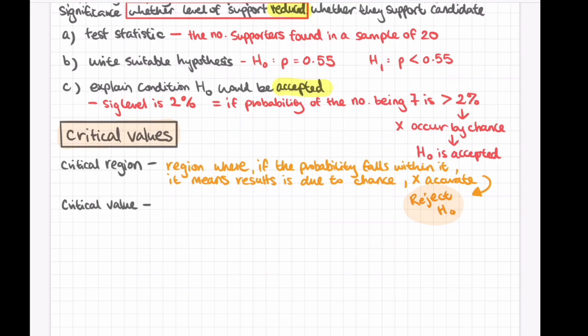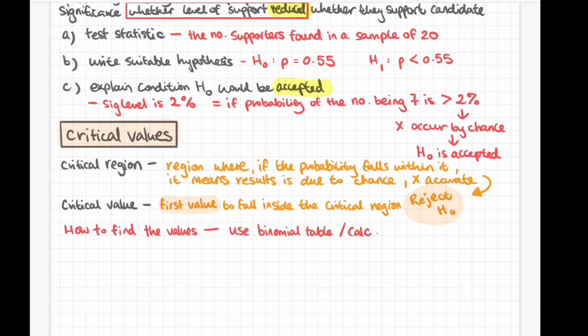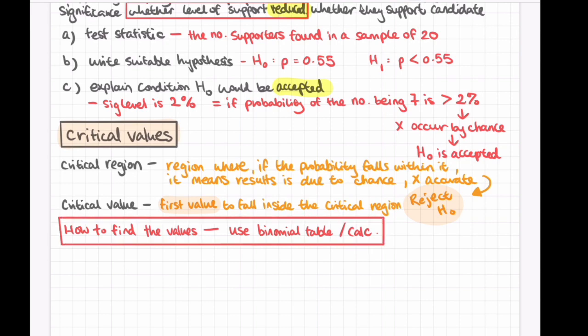And the critical value is... So how you find the critical regions and critical values, you basically only need to use your binomial table or your calculator, which we will touch upon later.